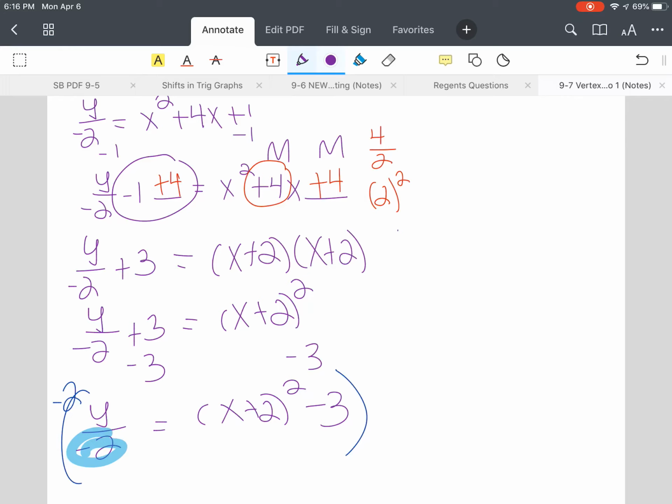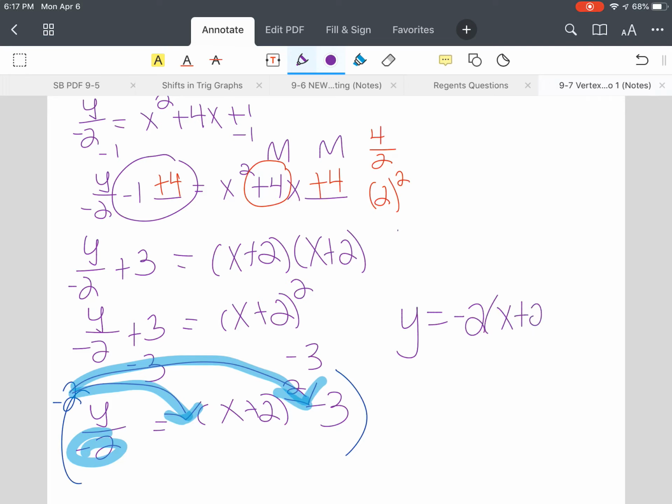So then we are left with just y equals, well, the negative 2 needs to go here and here. Let me highlight that for you. The negative 2 needs to be multiplied there and there. So we just put the negative 2 in front of the parenthesis, and then negative 2 times negative 3 is a positive 6. So in vertex form, it is y equals negative 2, parenthesis x plus 2 squared plus 6.